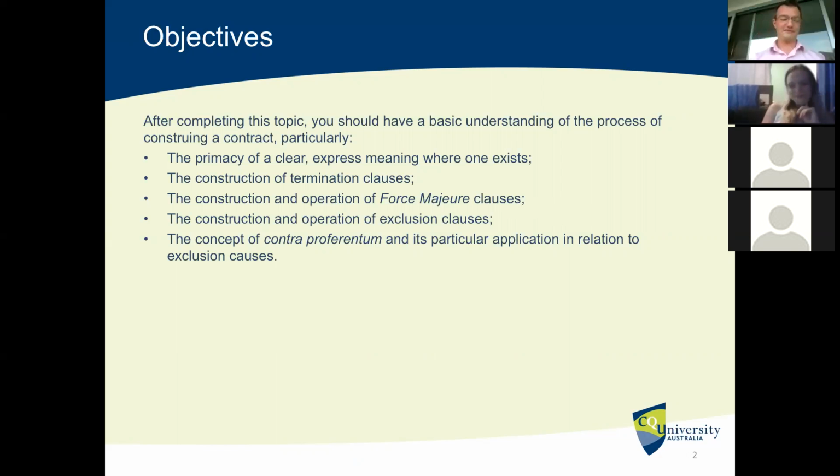So the other thing is, you should have a basic understanding of the process of construing a contract, particularly the construction of termination clauses, the construction and operation of force majeure clauses, the construction and operation of exclusion clauses, and the concept of Contra Proferentum and its particular application in relation to exclusion clauses.